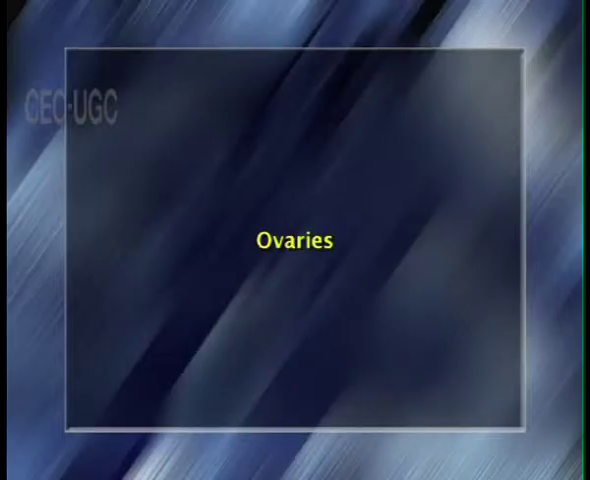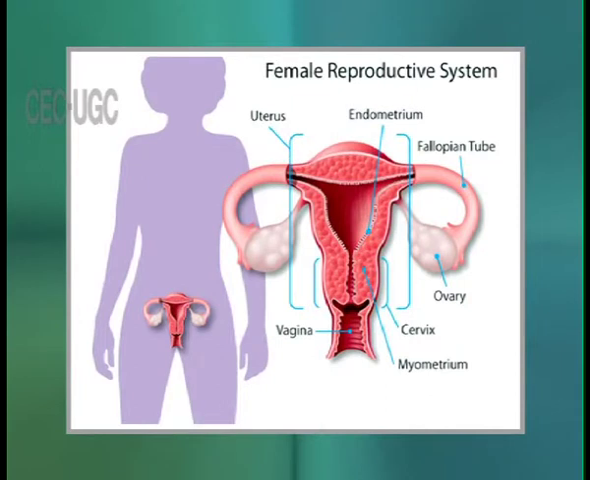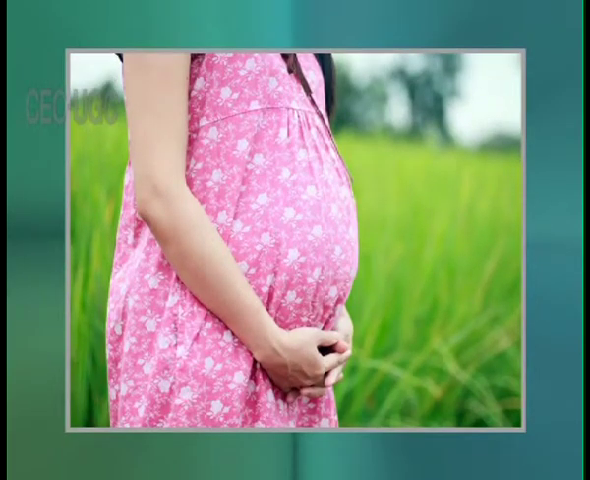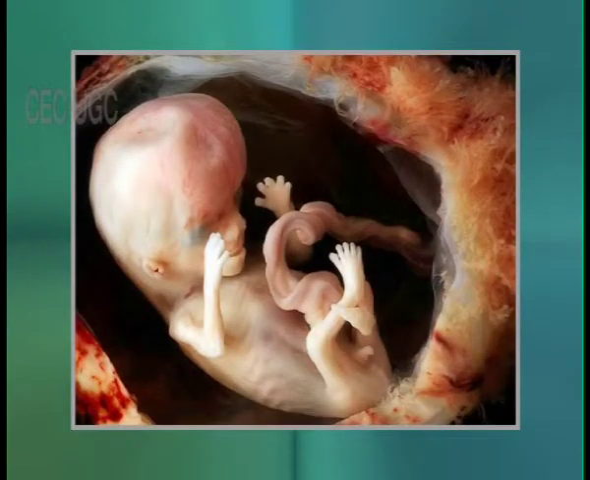Then ovaries. The ovaries are a pair of almond-shaped glands located in the pelvic body cavity, lateral and superior to the uterus in females. The ovaries produce the female sex hormones, progesterone and estrogens. Progesterone is most active in females during ovulation and pregnancy, where it maintains appropriate conditions in the human body to support a developing fetus. Estrogens are a group of related hormones that function as the primary female sex hormones.